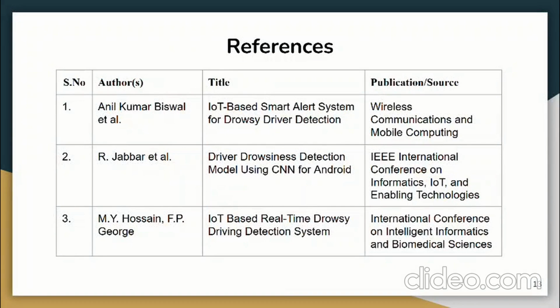References: Anil Kumar Biswal, IoT-based smart alert system for drowsy driver detection, Wireless Communication and Mobile Computing, 2021. Second, R. Jabbar, driver drowsiness detection model using CNN for Android, Proc. IEEE International Conference on Informatics, IoT and Enabling Technologies, 2020. Third, M.Y. Hussain and F.P. George, IoT-based real-time drowsy detection system, Intelligent Informatics and Biomedical Sciences, 2022.